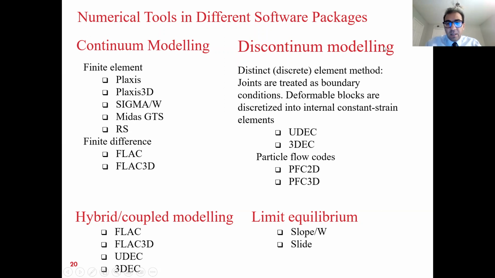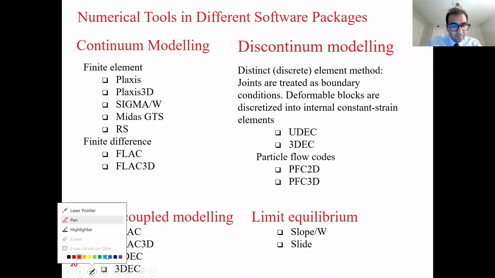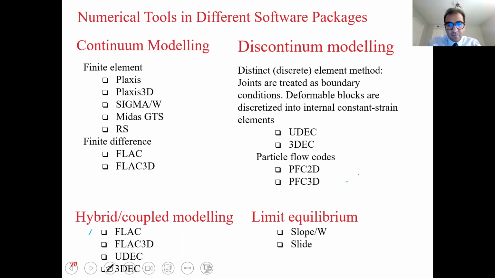For discontinuum modeling, there are also tools available for modeling geomaterials. A couple of them are UDEC and 3DEC, and PFC2D and PFC3D. The difference between UDEC and 3DEC and PFC2D and PFC3D is that, although both are based on discontinuum modeling, in PFC2D and PFC3D we basically have particle modeling. The models are divided into particles, and then there are joints between the particles. So it's probably useful for granular soils, for example.